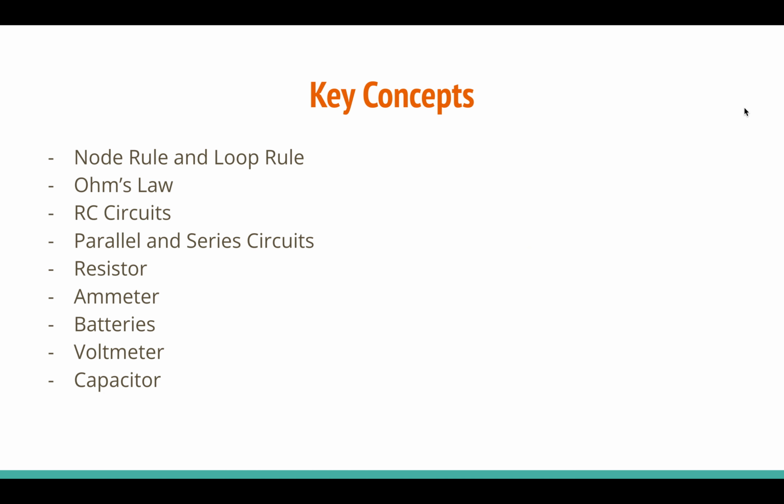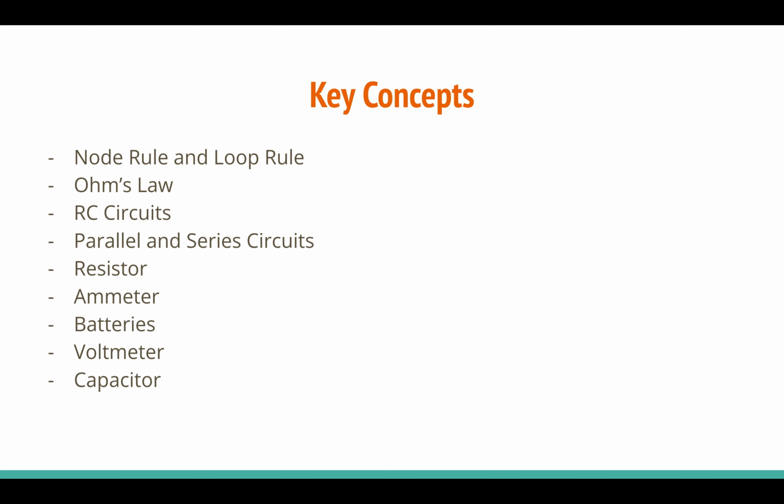So, some key concepts we need to understand for this lab are the node rule and loop rule. Basically, the node rule is that the current at any two nodes should be the same. The loop rule is that if a circuit diverges at some points, the sum of both of the divergence points should equal the total current that went into that divergence point. Ohm's law is I equals V over R.